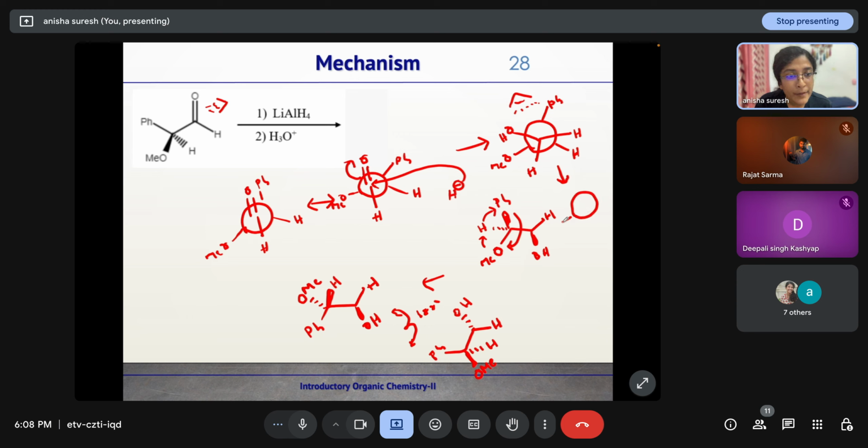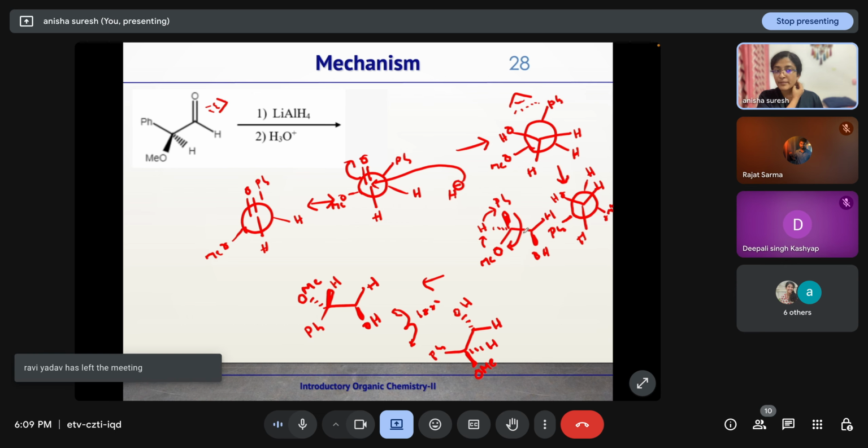Like Ph is coming here, so the methoxy will go here. Hydrogen will come here. OH, hydrogen, hydrogen. If we draw in this fashion, that is also correct, before converting it into this dash and wedge format.